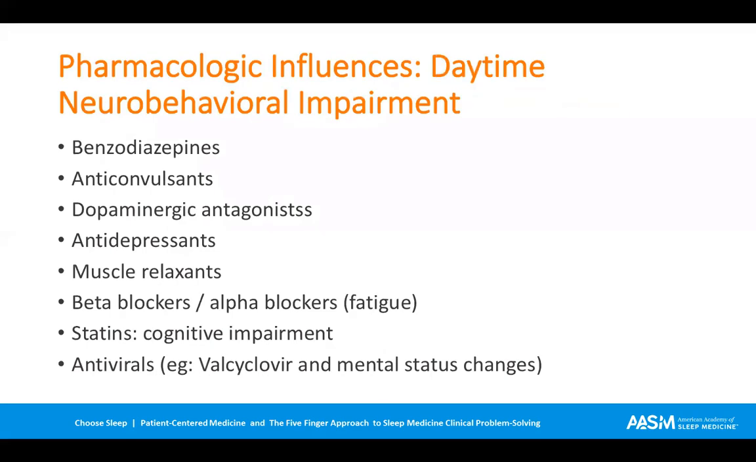Many medications can contribute to daytime neurobehavioral impairment. Because of the legal implications of daytime impairment, a lot of these medications come with warning labels with illustrations of groggy eyes saying they can make you dizzy or groggy, but not always. Common examples include benzodiazepines, dopaminergic antagonists, antidepressants, muscle relaxants such as baclofen, and antihypertensives such as beta blockers or alpha blockers, which can lead to fatigue and have been associated with nonspecific cognitive limitation. Antiviral medications such as valacyclovir have been associated with mental status changes, including frank psychosis.